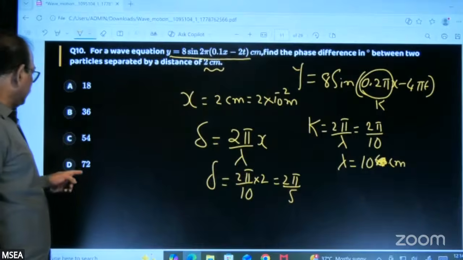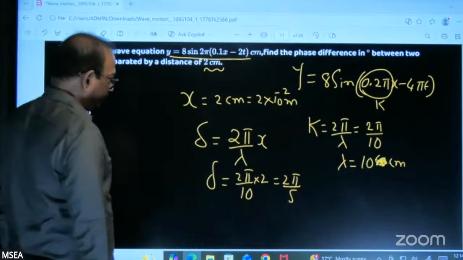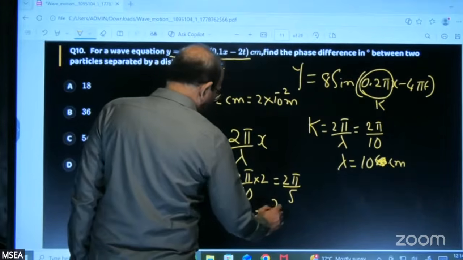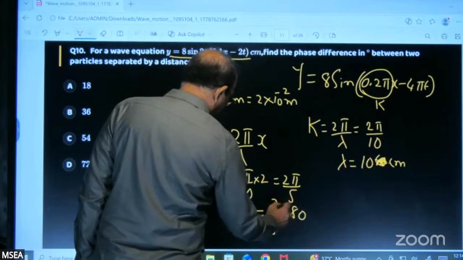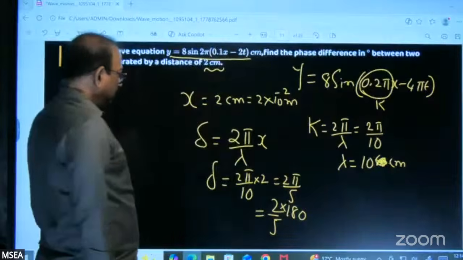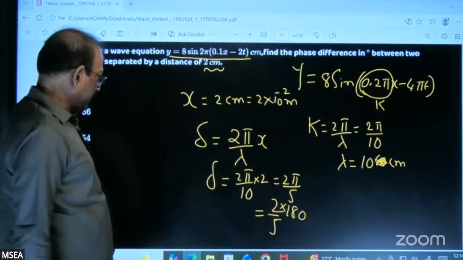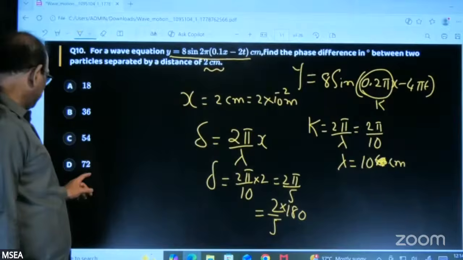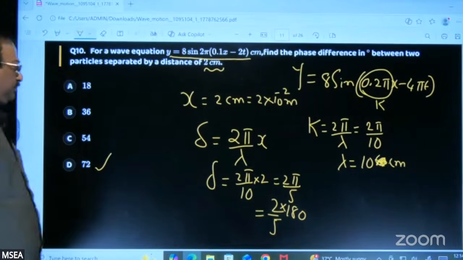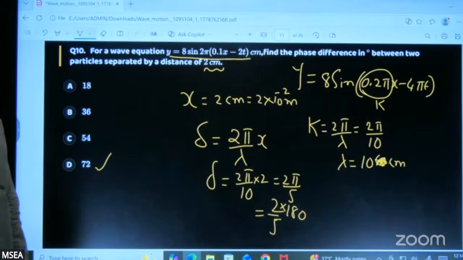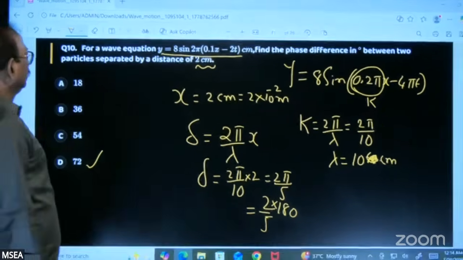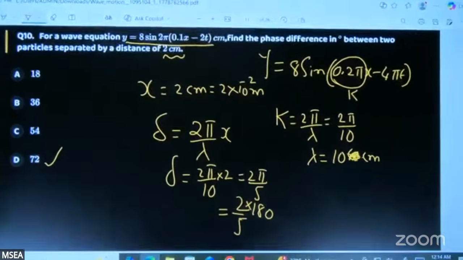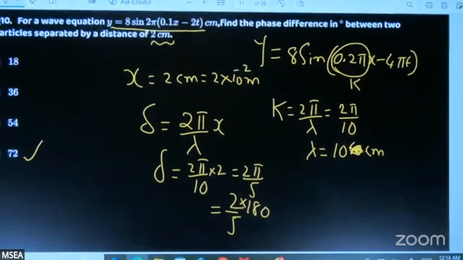Here it is giving answers in degrees. 2 by 5 into pi radian, pi means 180 degrees now. 360 by 5, 72 I think. 72 degrees.